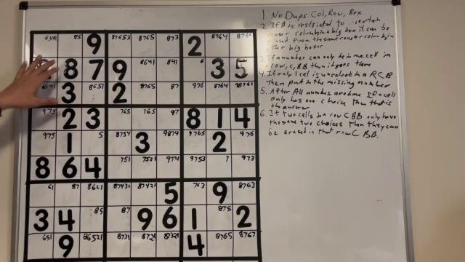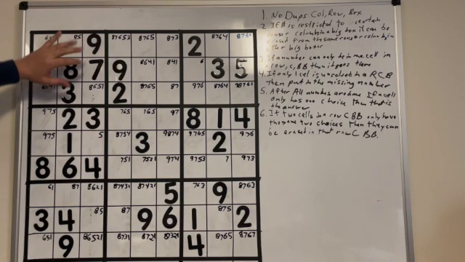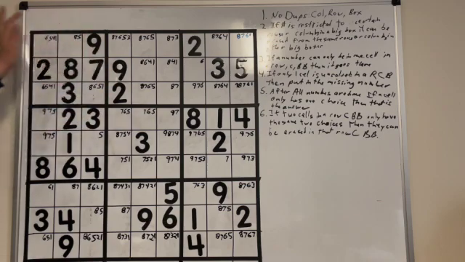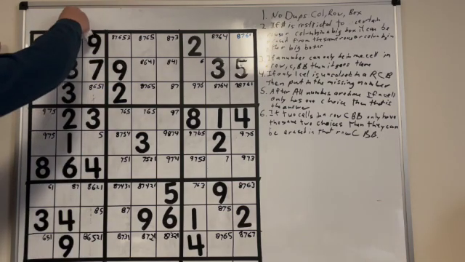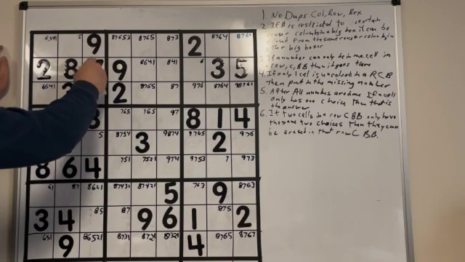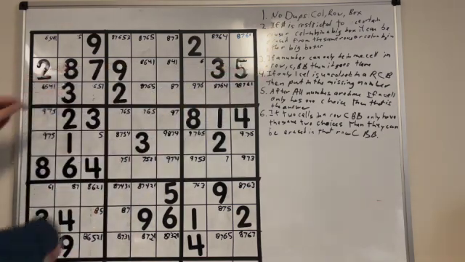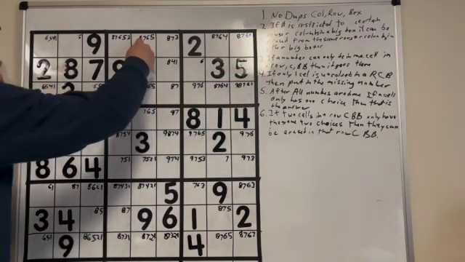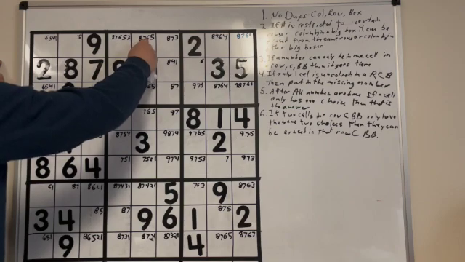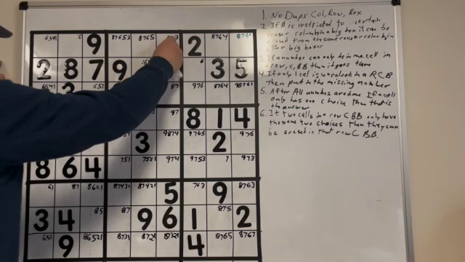Now that we have solved 8 in this big box, we need to erase 8 from the rest of the big box. So I'm going to erase this 8. I'm going to erase this 8. Also, we need to erase all the 8s from the row because we solved the 8 in the row. So I need to erase this 8. And I need to erase this 8.